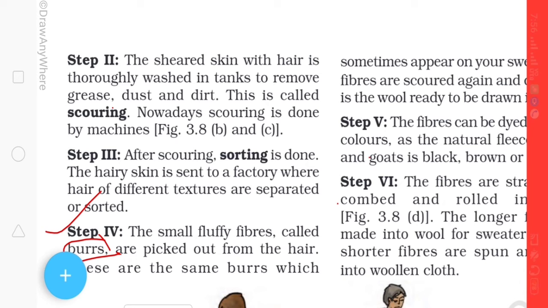We do wear sweaters in our winter season, isn't it? So in our sweater we see some furs, yes or no? Some of the very thin hair-like furs are there in our sweater. So those very thin fluffy hairs or fibers are known as burrs.